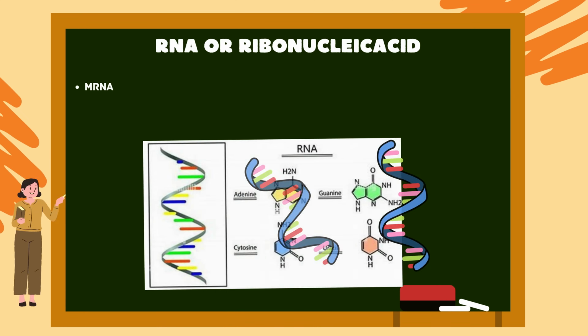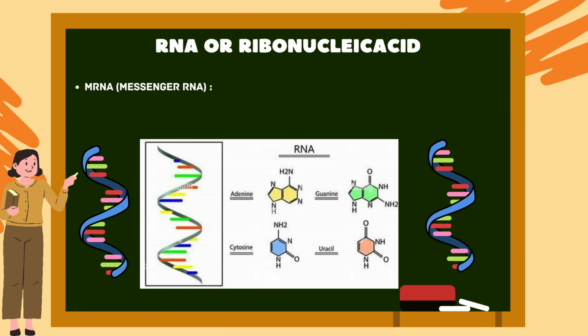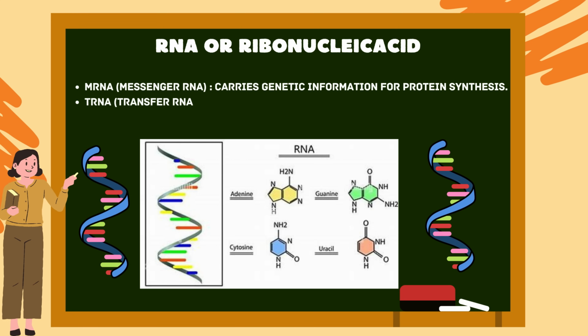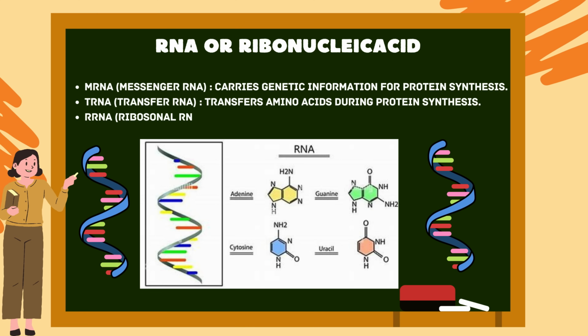Moving on to RNA or ribonucleic acid, it has 3 types of RNA. 1. mRNA or messenger RNA carries genetic information for protein synthesis. 2. tRNA or transfer RNA transfers amino acids during protein synthesis. 3. rRNA or ribosomal RNA forms ribosomes for protein synthesis.